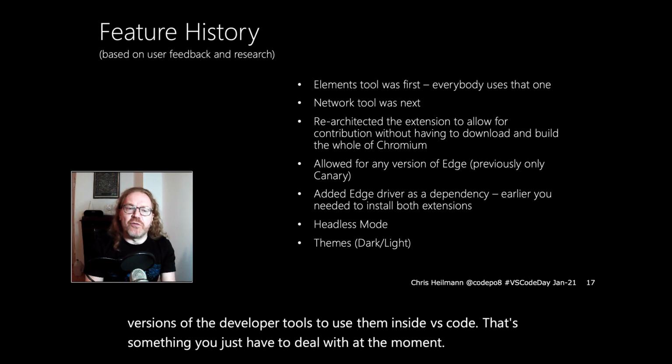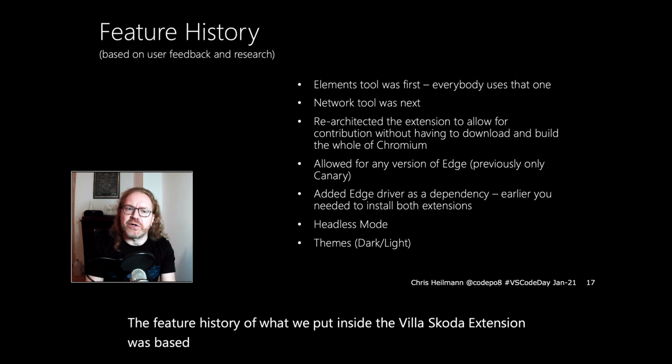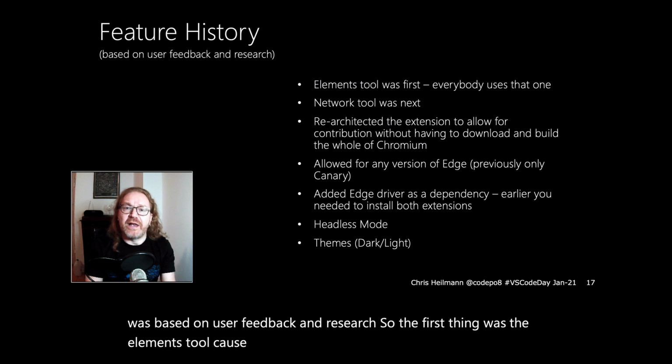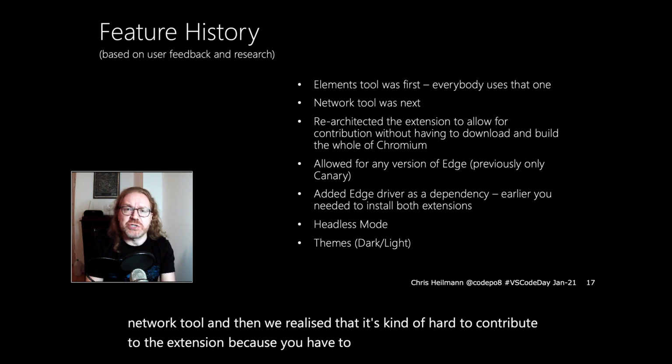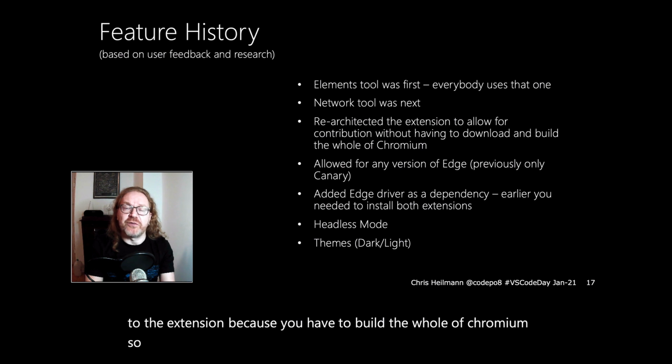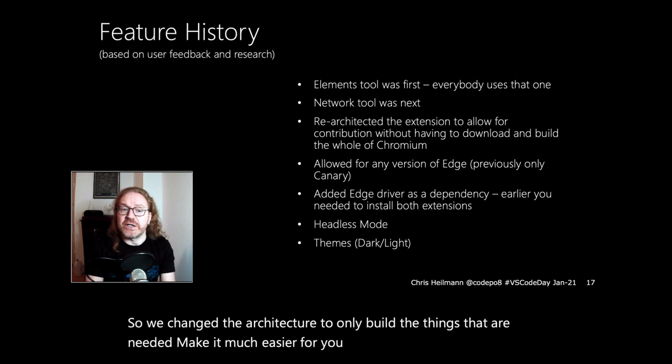The feature history of what we put inside the VS Code extension was based on user feedback and research. So the first thing was the Elements tool, because everybody uses that one. Then we added the Network tool, and then we realized that it's kind of hard to contribute to the extension because you have to build the whole of Chromium. So we changed the architecture to only build the things that are needed, make it much easier for you to contribute now to the extension.